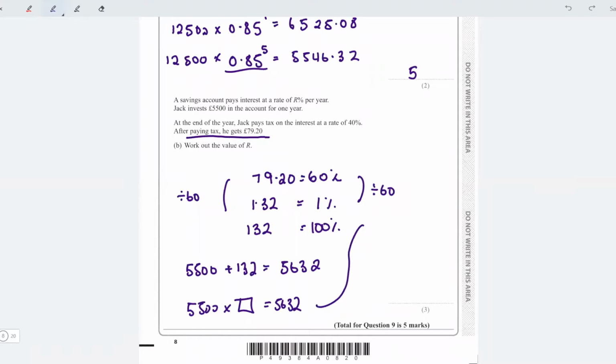Now what I need is to know 5,500 times what would give me 5,632. Well, to work that out, I can do 5,632 divided by 5,500, and that gives me 1.024. Well, the 1 represents your 100% value, which is 5,500. So I'm just interested in the decimal, which is 0.024. Because I want the percentage, I need to times that by 100, and that's 2.4%. Simple and straightforward. Okay.